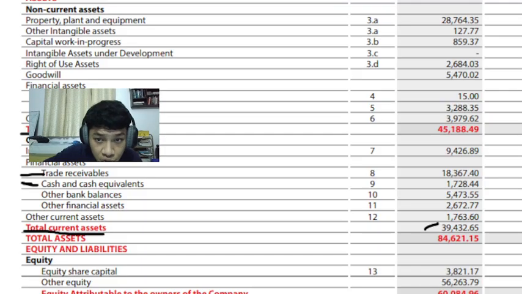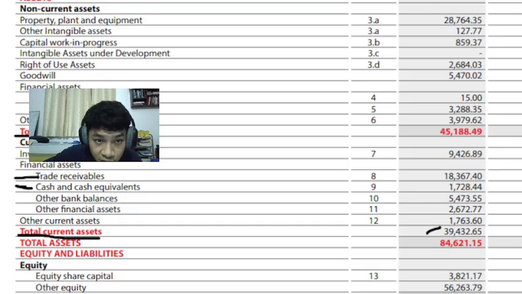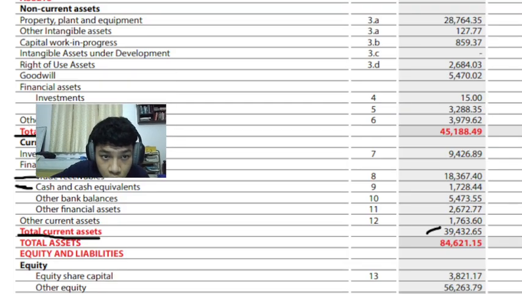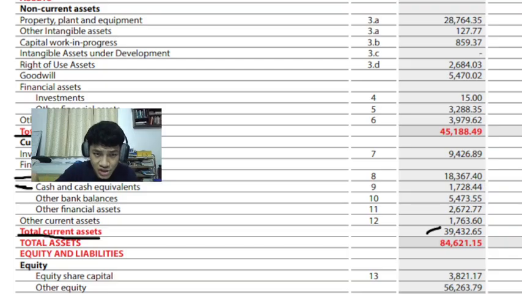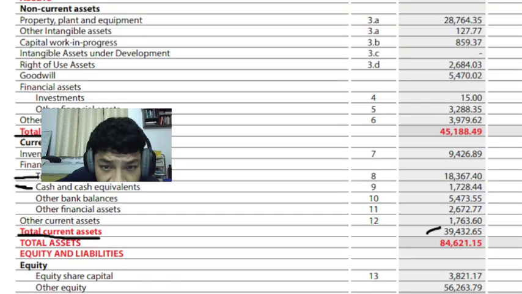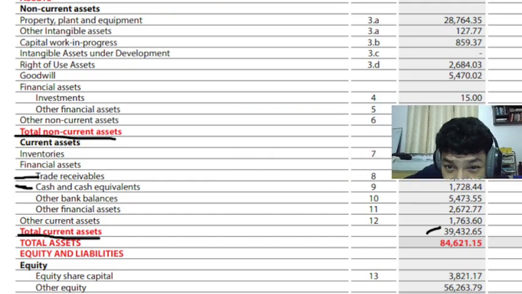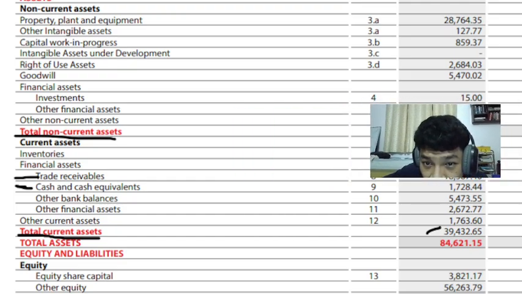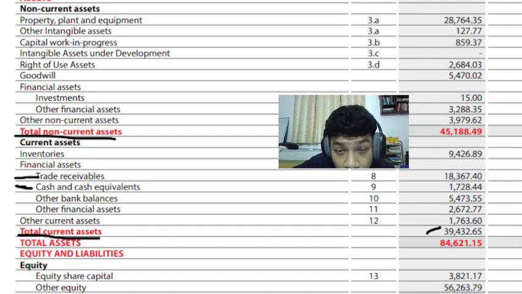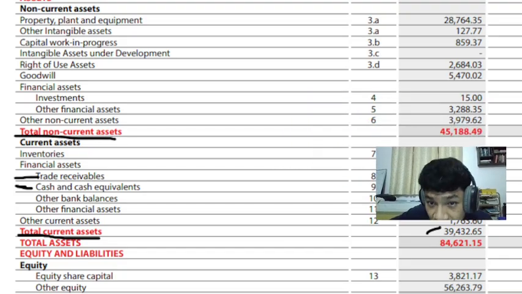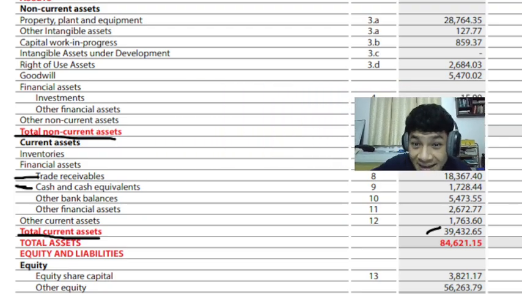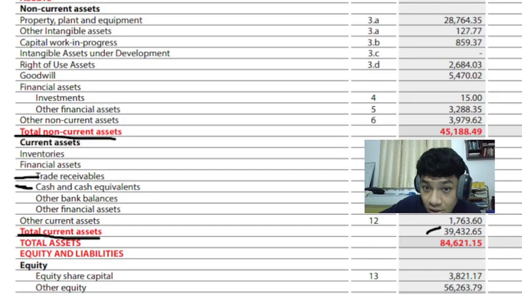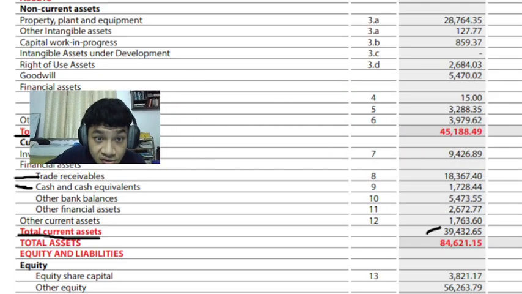Then under current assets, you can see trade receivables, and you can see cash and cash equivalents. Cash and cash equivalents are assets which can be converted very quickly into cash, the most liquid assets. A very small component. This comes out to only 1,728.44 lakh rupees, only 17 crores of the 394 crores of current assets is in cash and cash equivalents, while 183 crores, 390 crores of current assets are in trade receivables.